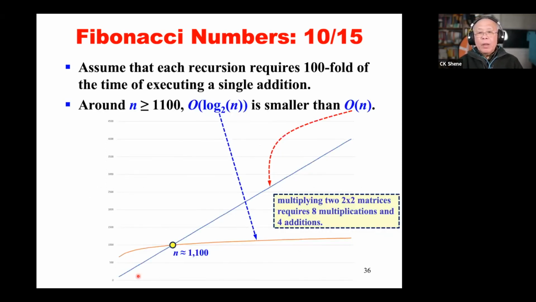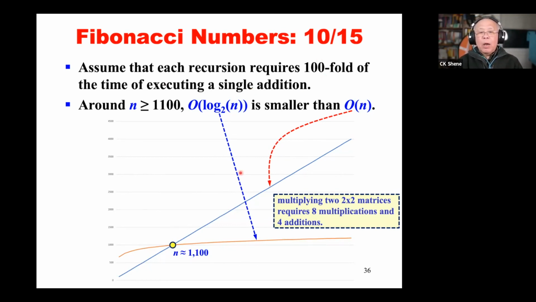So let's say, because in the previous method, we used not only additions, but also multiplications. Let's say every recursion, including the use of multiplication, requires 100 times the time of executing a single addition. That is, all the instructions needed to execute one recursion, which include the system instructions to handle recursion and multiplication, amount to, say, 100 times more.